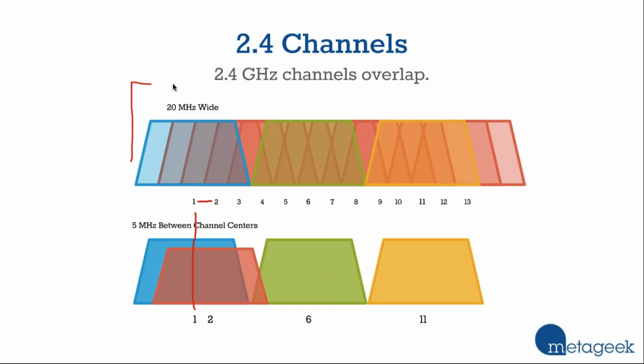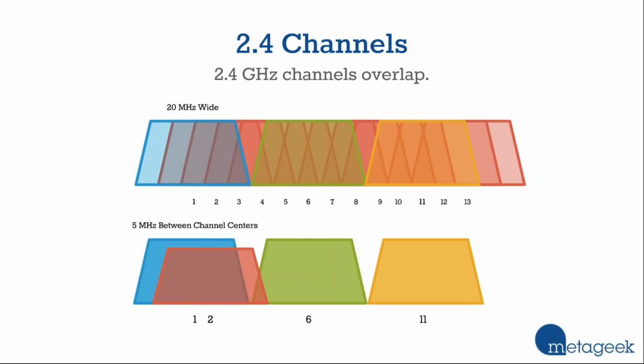But they're all still 20 megahertz wide. And so if we look at channel 1 and we start at channel 1 and we increment up 5 megahertz, that puts us right at the center of channel 2. And you look at that and you realize that they overlap by about 75%. There's about 75% overlap between channel 1 and channel 2.